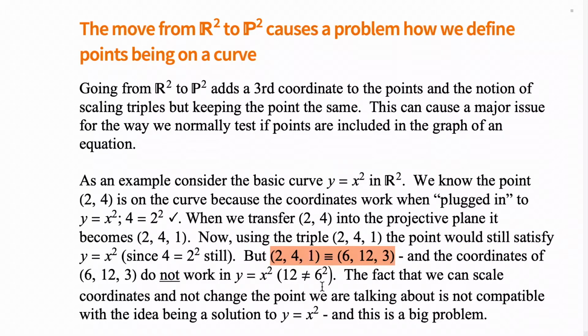But the point (2, 4, 1) is also the same as the point (6, 12, 3), and if you look at the coordinates of (6, 12, 3), they do definitely not work in y equals x squared. 12 is definitely not the same as 6 squared. The fact that we can scale coordinates and not change the point that we're talking about is not really compatible with the idea of being a solution to y equals x squared, and this is a big problem.